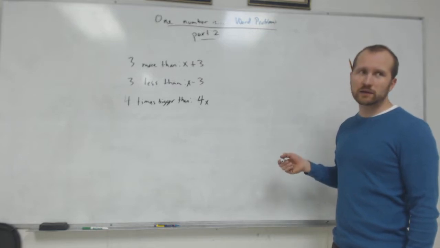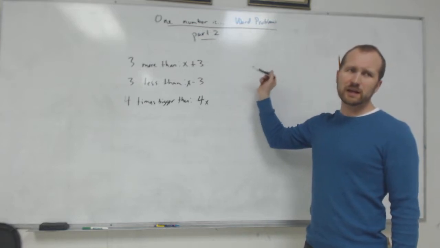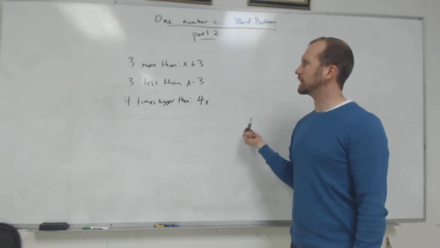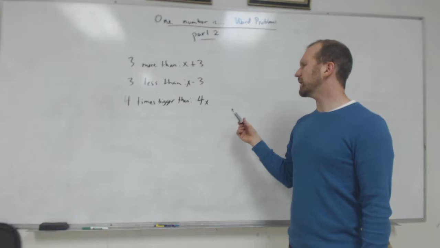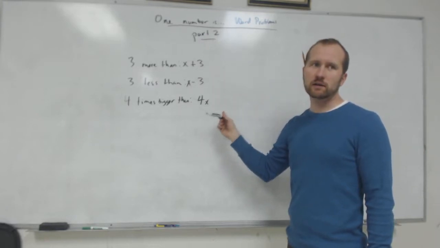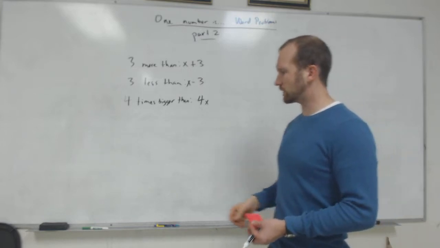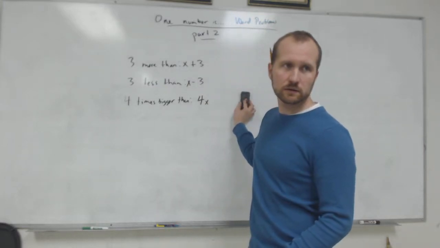What we always had, though, was only one of these things. In the problems today, we're going to look at combining 2 or more of these things together. So it might say one number is 3 more than 4 times another number. Let's look at the first examples.